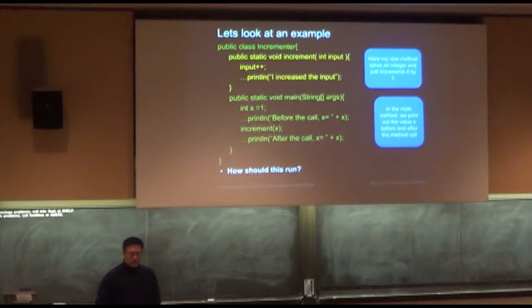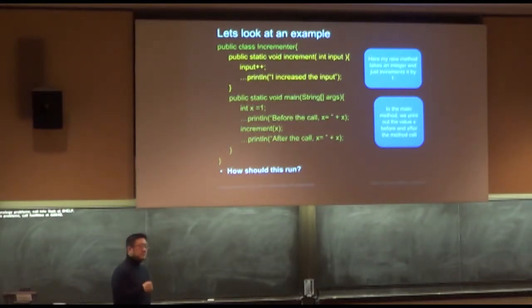So the misconception that can be had by some people is that when I pass in x and I add 1 to x here, the value of x after the call to increment will be increased by 1. So the misconception is that when I print after the call, it will print out x equals 2.